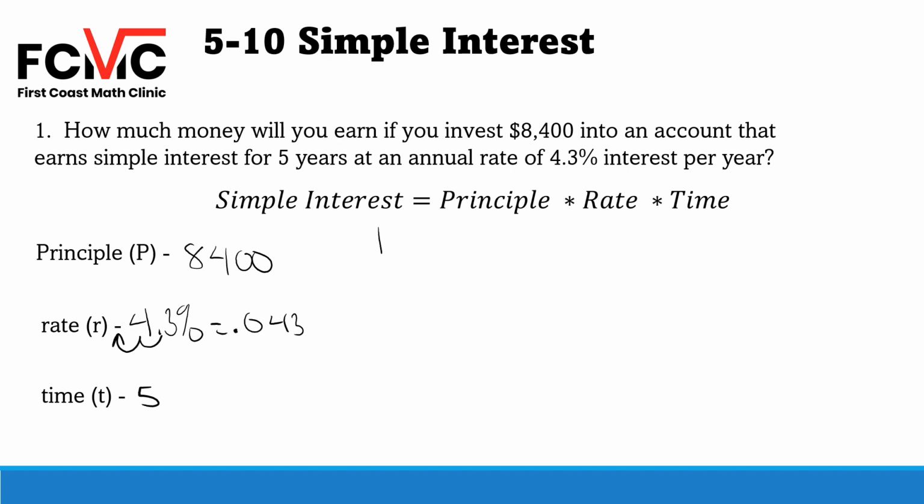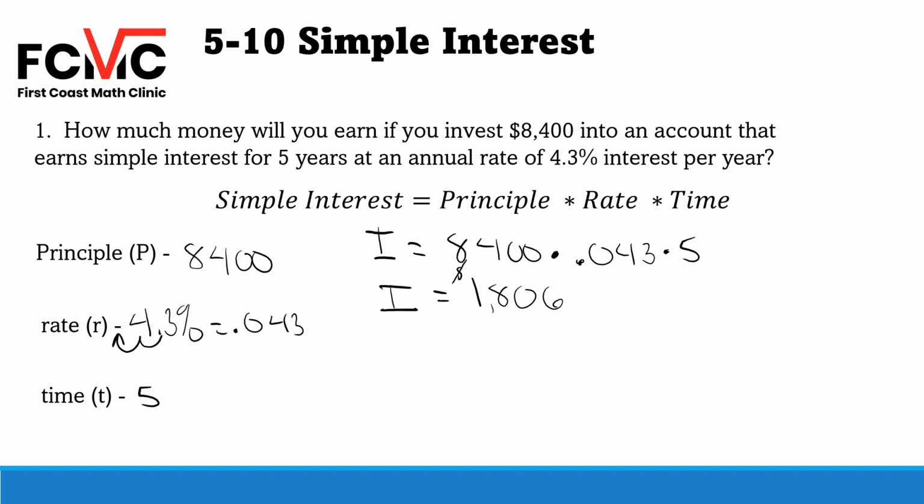So for our simple interest, I'll just call this I, is equal to 8,400 times our rate, 0.043, times our time, 5. And when we multiply these values out, we're going to get $1,806, right? So that is the money earned, right? So that's the additional money.